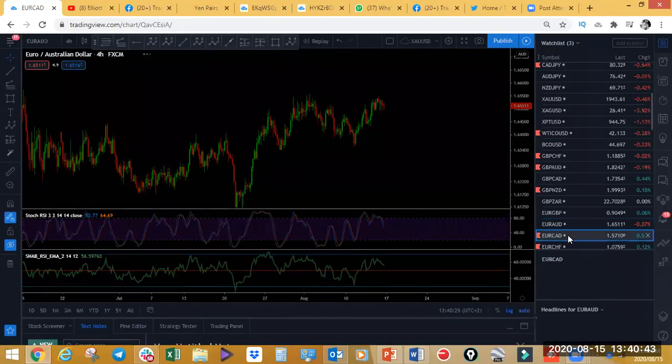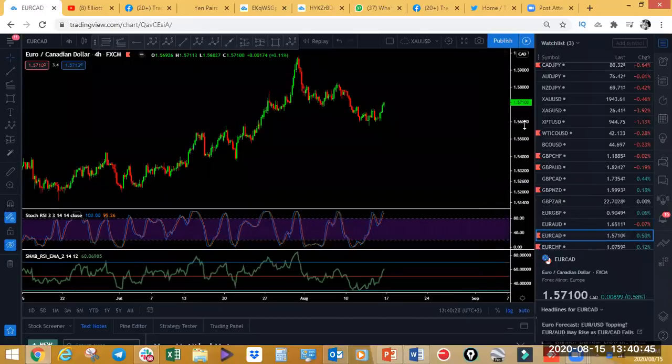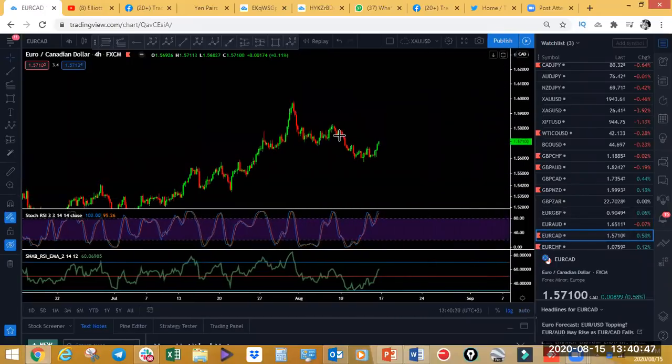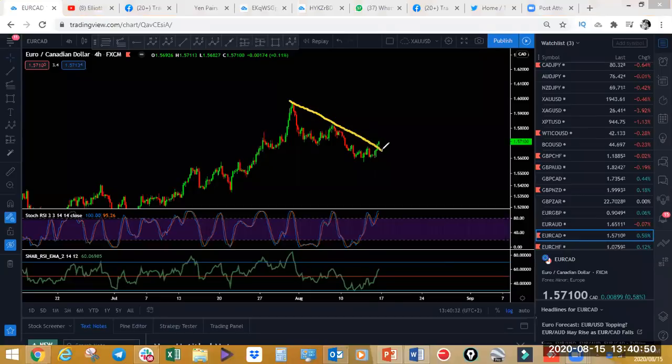That is Euro AUD. EURCAD is showing us upside. EURCAD, are we going to get upside here? So EURCAD, unlike pound CAD, is showing clear upside here. Let's see here. We should get a bit of a pullback and then upside.